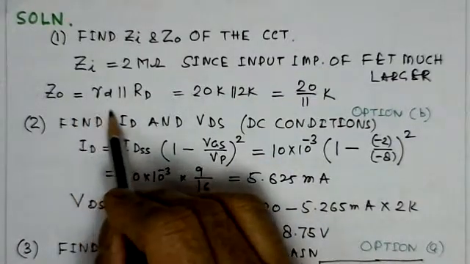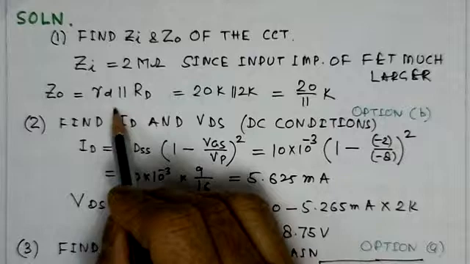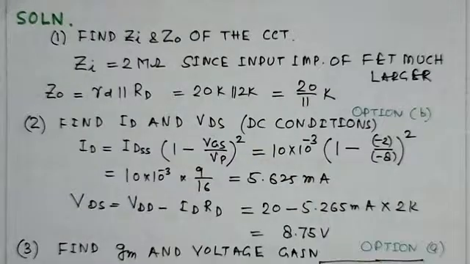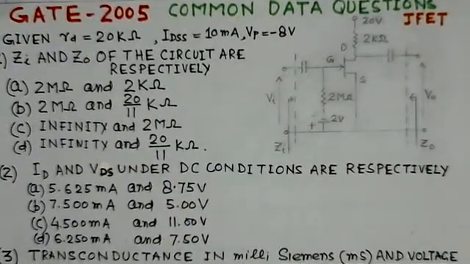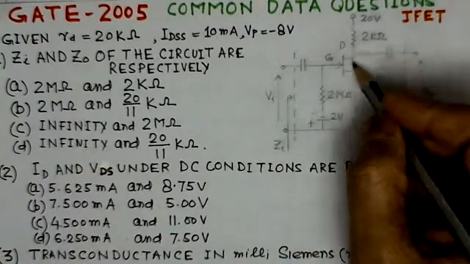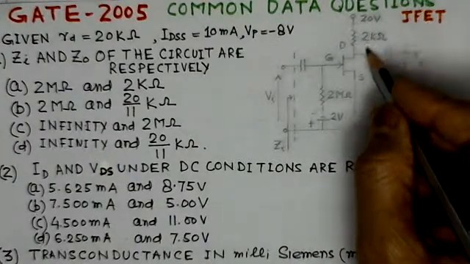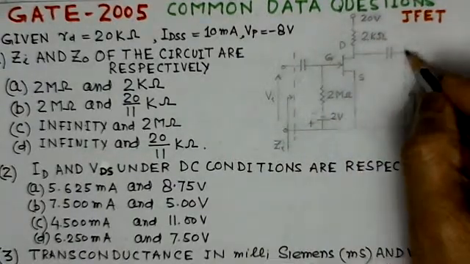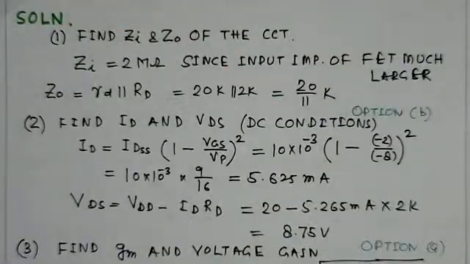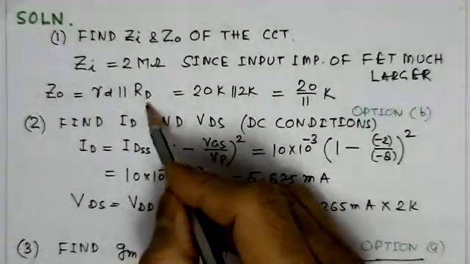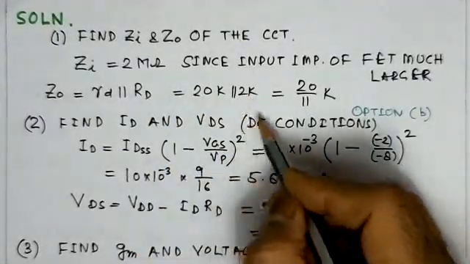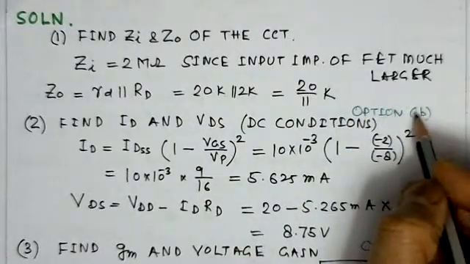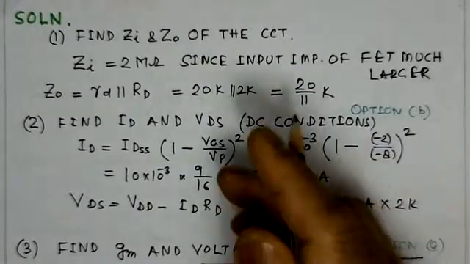Now Z0, the output impedance, that is the drain resistance RD in parallel with the resistance put to the drain, that is 2 kilo ohms. There is no load resistance being put here, so this would be RD in parallel with RD, that is 20 kilo ohms in parallel with 2 kilo ohms, this is 20 by 11 kilo ohms. So here option B is the right choice for this.